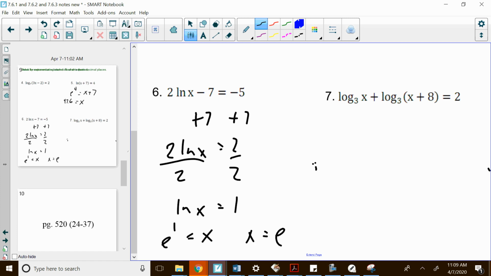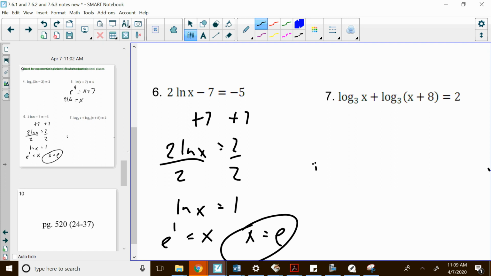I mean, e to the 1st power is 2.718, blah, blah, blah. So you can honestly just circle that x is equal to e here. Okay, and look at number 7. There are actually two log expressions on the same side, and it's a plus sign.